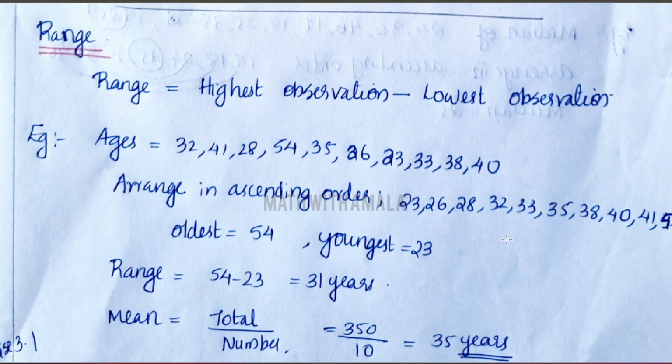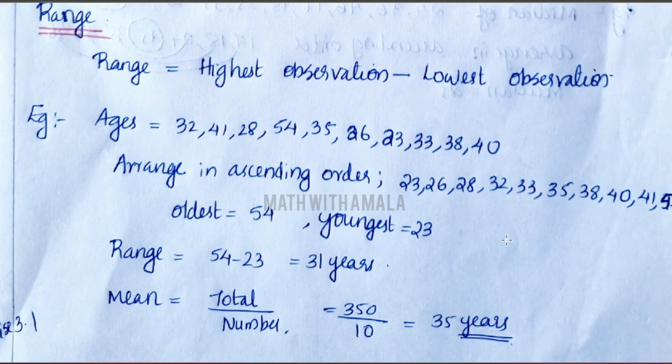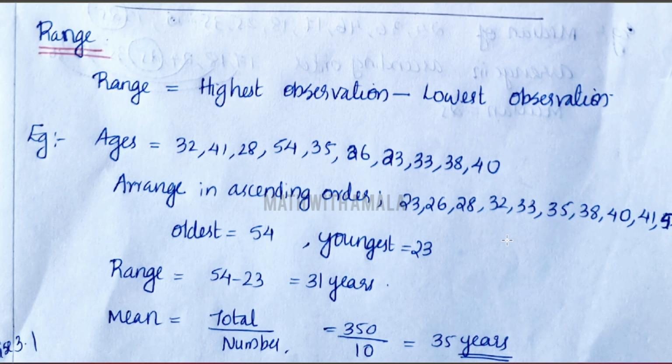What do you mean by range? Range is equal to highest observation minus lowest observation. If we have some observations and we have to find the range of that data, then you have to take the highest one, then you have to subtract the lowest one from it. Before doing this, you have to arrange the numbers in ascending order or descending order according to your convenience, and this order is to be kept throughout.